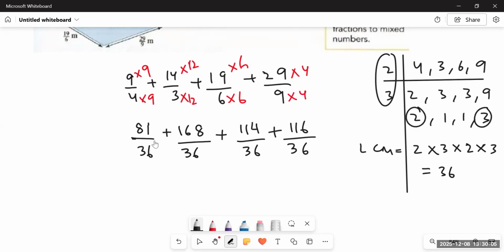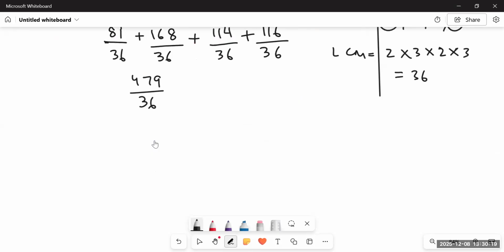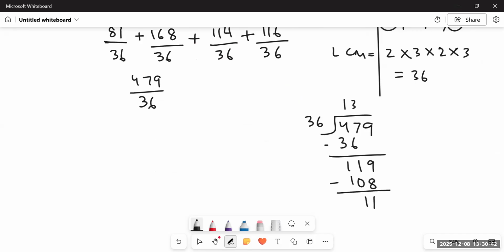that's 479 over 36. Now what we will do next, we will simply divide it. We know that 36 ones are 36. Here comes 111 and then 9. So we'll multiply 36 with 3. That's 108, which is closer to 111. And the final answer would be 13 whole 11 over 36.